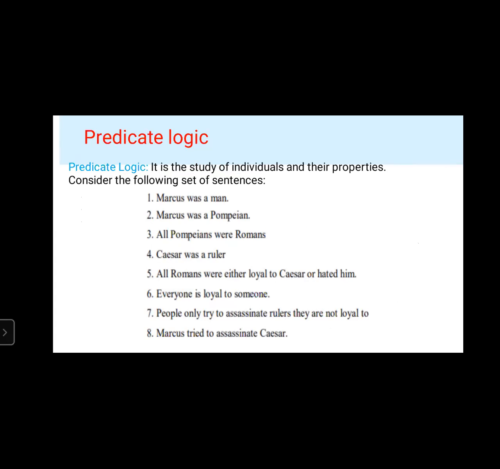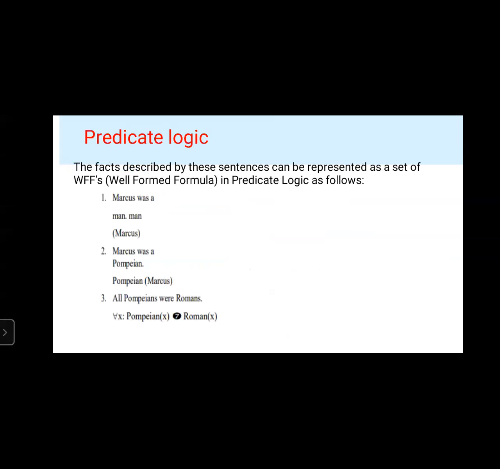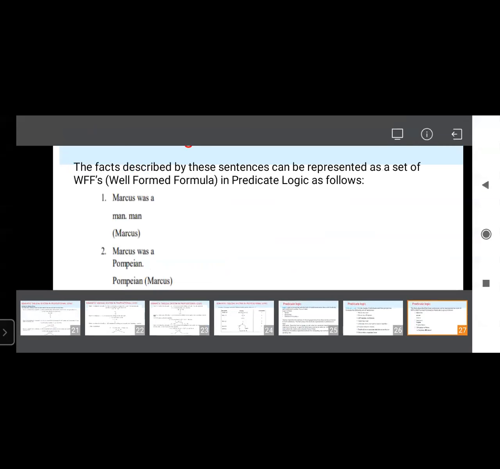Now let us consider some examples here. Here we are given some set of sentences. Marcus was a man. Marcus was a Pompeian. All Pompeians were Romans. Caesar was a ruler. All Romans were either loyal to Caesar or hated him. Everyone is loyal to someone. People only try to assassinate rulers they are not loyal to. Marcus tried to assassinate Caesar. So these are some of the sentences given to us. Now we need to represent these in well-formed formulas.